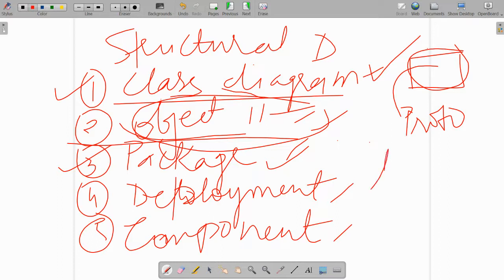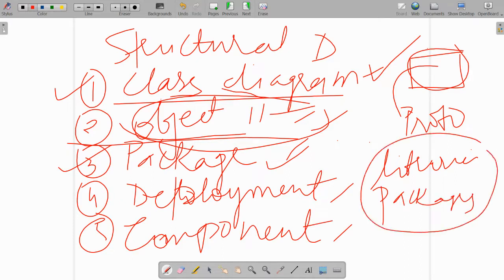Whatever libraries or packages you used, these are all available in the package diagram. It shows the structure of the libraries and the packages which are used to develop the software system. That is the meaning of this package diagram.